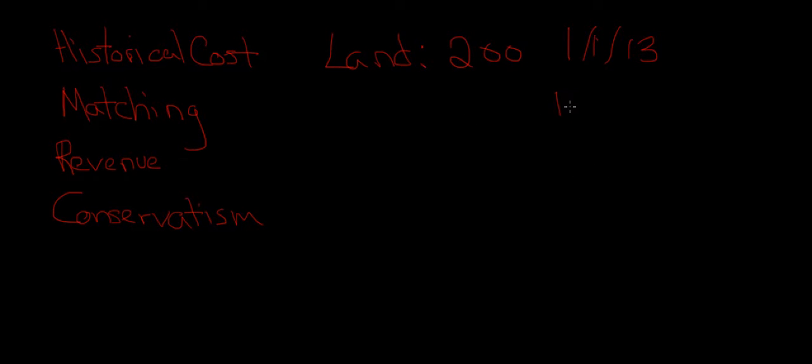Now let's say on 12/31/13 that land is worth $400. It's doubled in value. We're really happy because we only spent $200 for land that now is worth $400. And we'd love to report that to investors. Hey guys, look, our land is worth $400 if we were to sell it today, which is the day that we're reporting on. However, historical cost says no, we will not do that. The $400 is the fair market value. $200 is the historical cost.